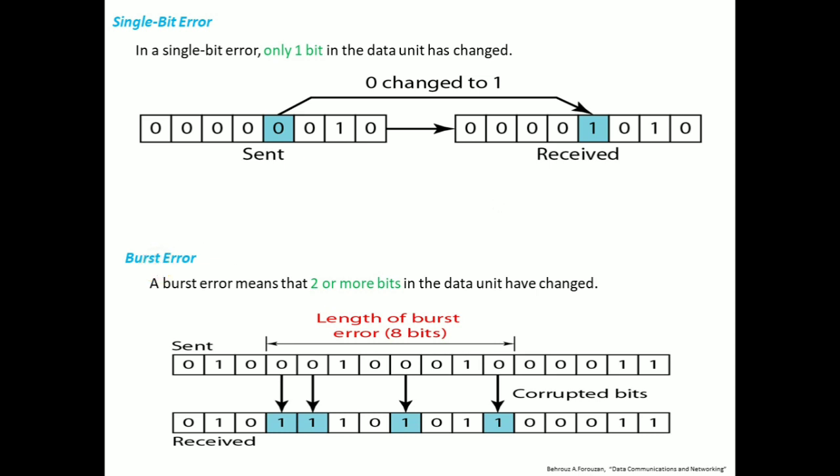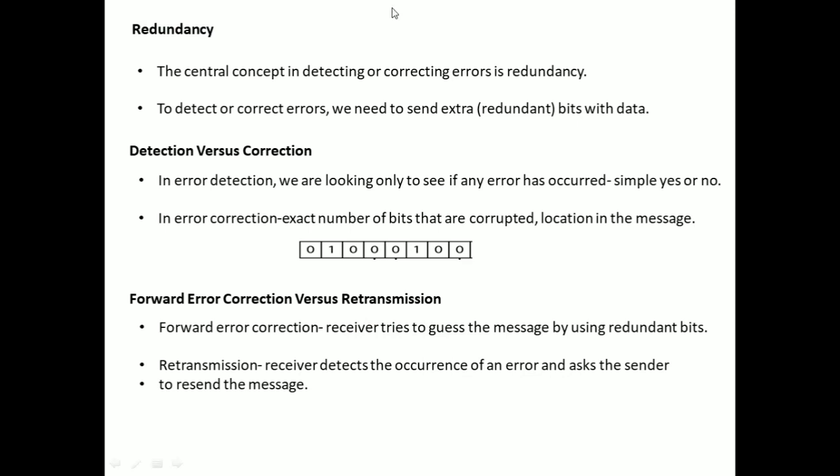The next basic term we will see is redundancy. The central concept in detecting or correcting errors is redundancy. Redundancy is nothing but adding some extra bits to the original data, either to detect or correct the errors. We will be adding extra information to the original data bits. This is called redundancy, as we will see shortly in the lecture.